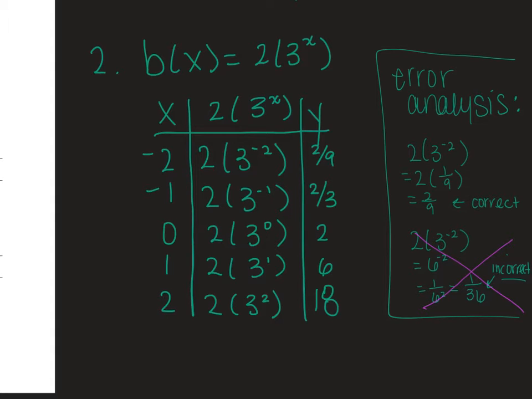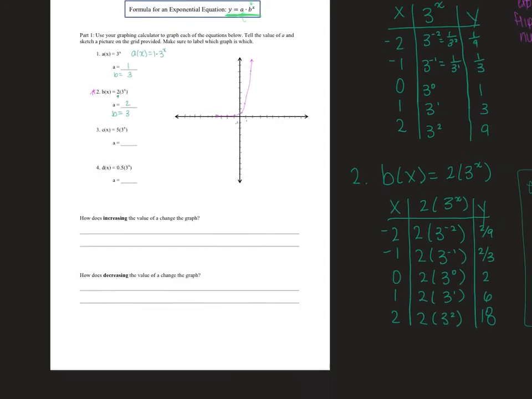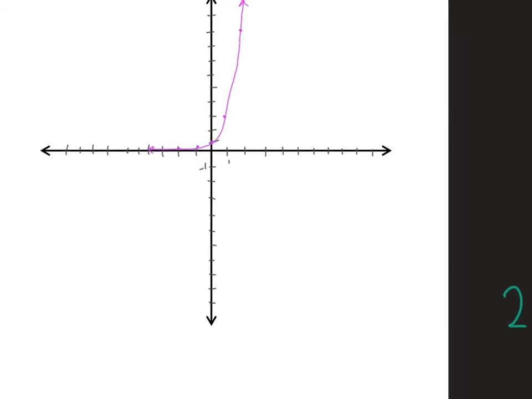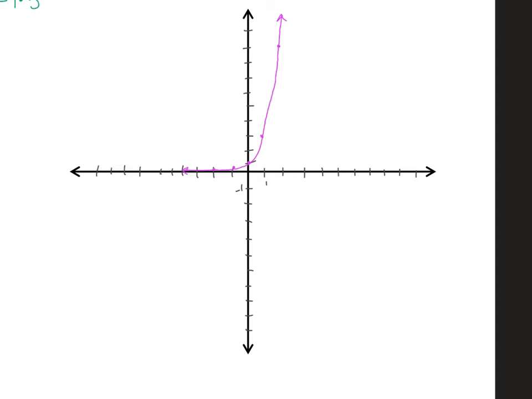So let's look back, and you can see the rest of our values here. You plug them in, you multiply times 2. So we're going to go back, and I'm going to graph this function on the same coordinate plane that I did the first one. Our first value was negative 2 and 2/9, so it's just a little bit above, and I'll do this one in a different color. We had negative 1 and 2/3. 0, 2 was our next point. We had 1, 6, and then 2, 18. That's really not going to fit on our graph here, so we'll just leave it at this.